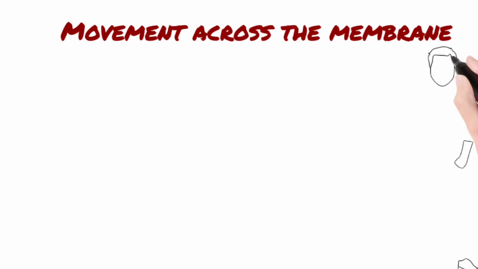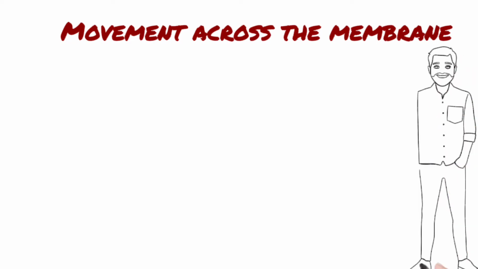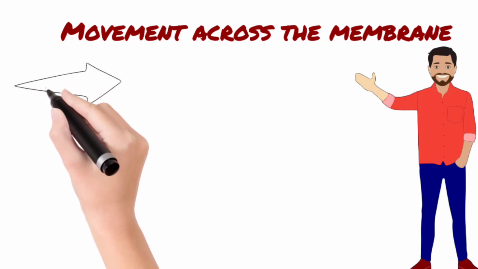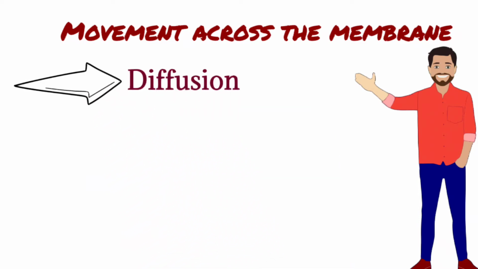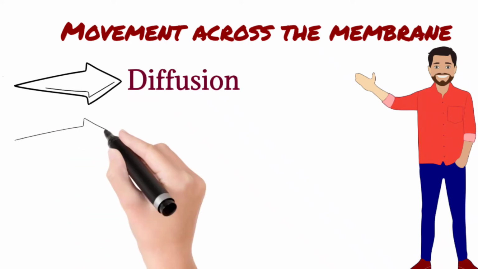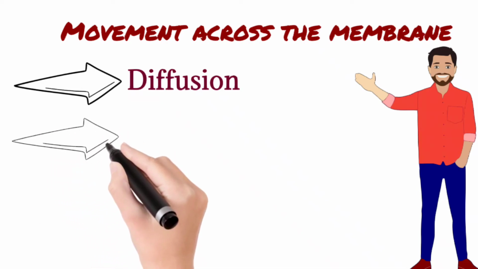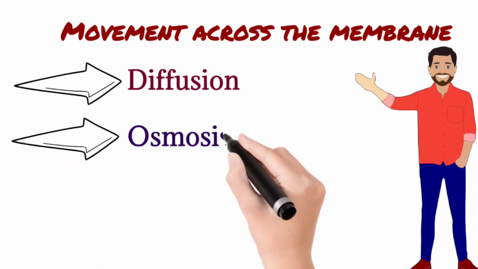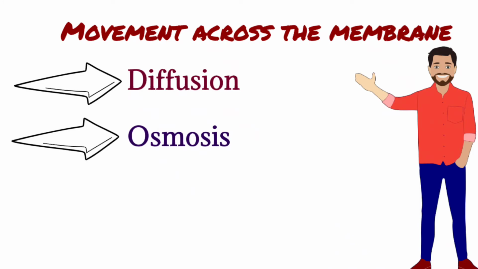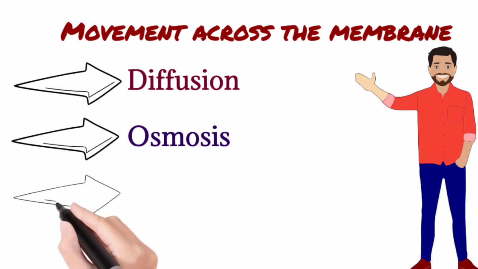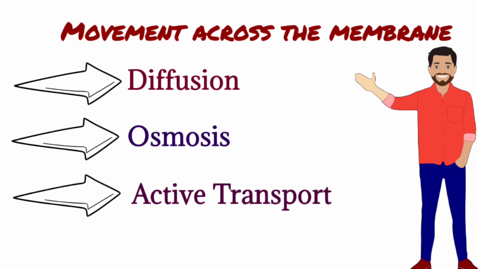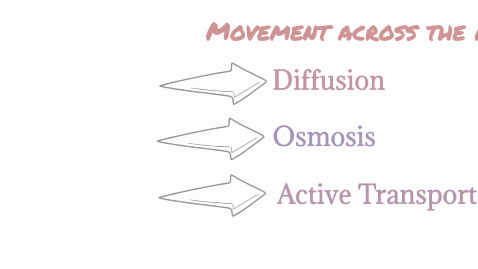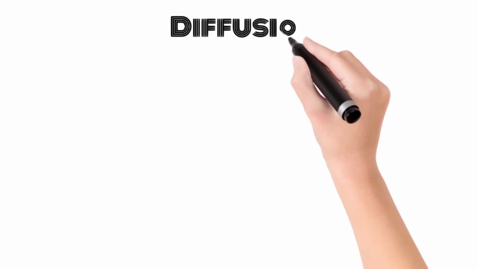So now, molecular movement across the membrane. There are some types. Number one is known as diffusion. This is the movement of gaseous molecules. Number two is known as osmosis, and the third one is known as active transport. These are the movements of molecules across the plasma membrane. Now number one is diffusion.